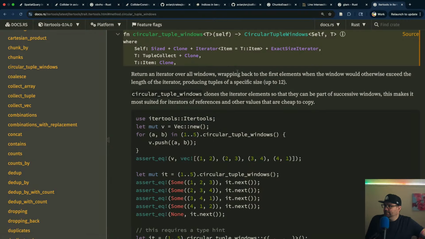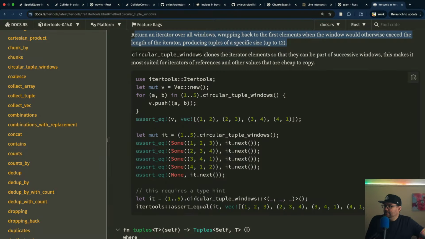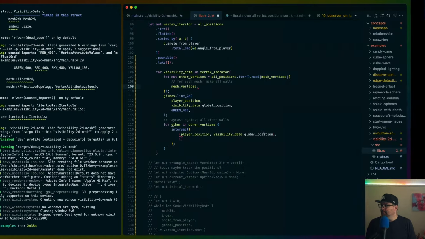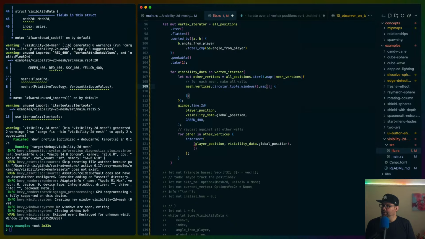Circular tuple windows. Return an iterator over all windows, wrapping back to the first elements when the window would otherwise exceed the length of the iterator, producing tuples of up to a specific size. So this is not infinite, but I think it is what we need. Right, so we do circular tuple windows. Map. And then this is 2, right? So A and B.